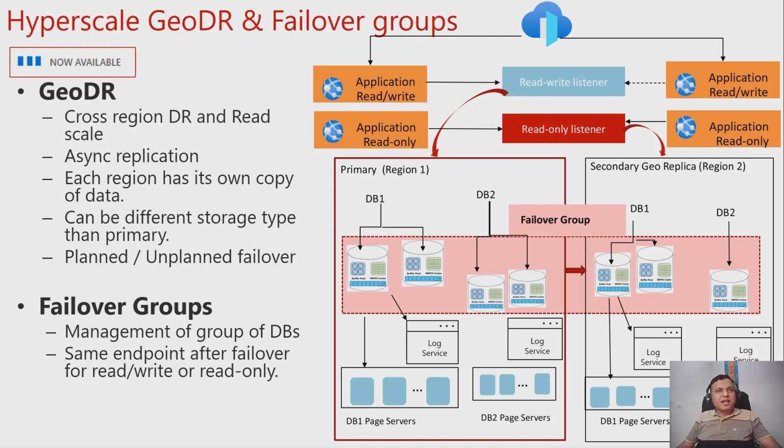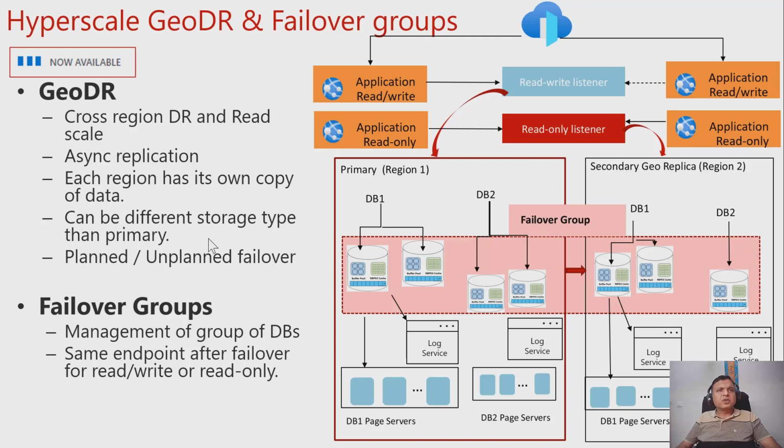Thing to keep in mind is that in both the technologies, the failover group and GODR, the database is replicated asynchronously between the regions. As you can see, each region will have its own set of page servers and the log service. The failover group allows you to group multiple databases together, so they will fail over as a unit altogether. Failover group also provides us the endpoints, which are called the read-write listener or read-only listener. The advantage of these endpoints is that the endpoint will not change even if a failover of a group happens.